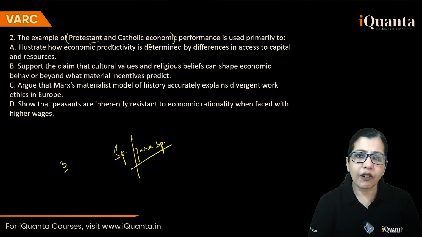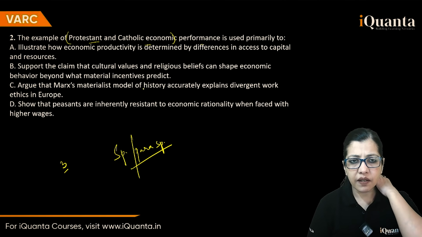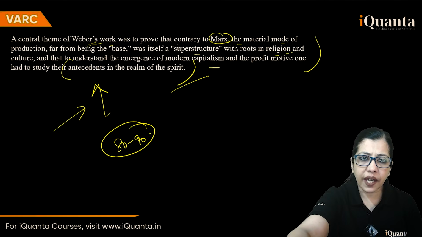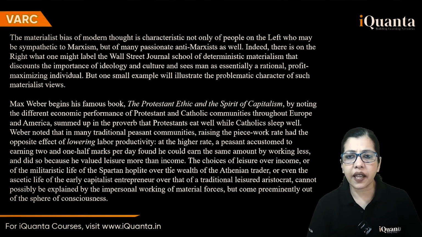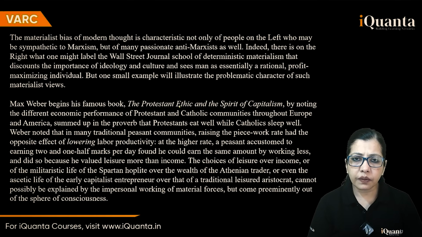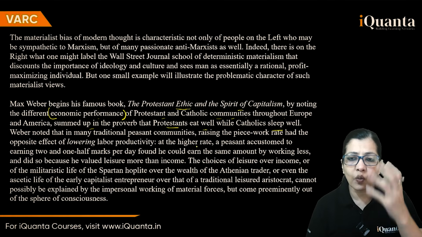Then the example of Protestant and Catholic economic performance is used primarily to... We know which para it is. Fine, so we can go quickly and check. Here is the Protestant and Catholic part. Why is he giving their examples? Famous book, The Protestant Ethic and the Spirit of Capitalism, by noting the different economic performance of Protestant and Catholic communities, the different ways they perform economically, throughout Europe, summed up in the proverb that Protestants eat well while Catholics sleep well. Just trying to show the difference, but connected to what point?